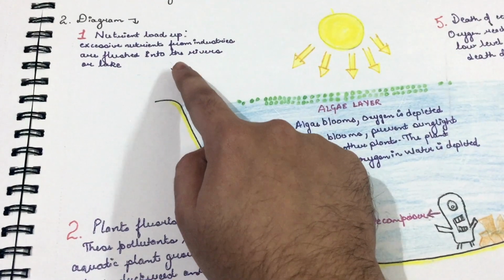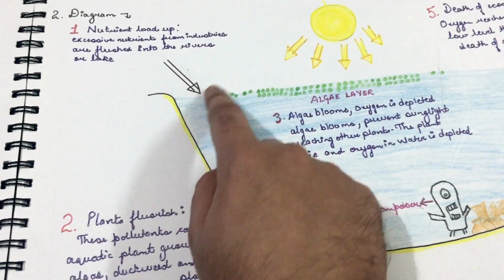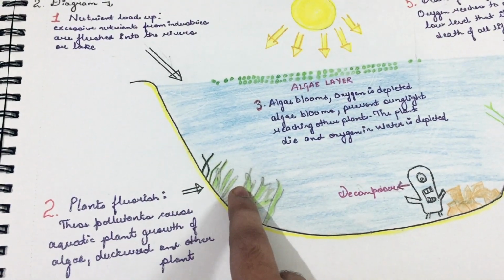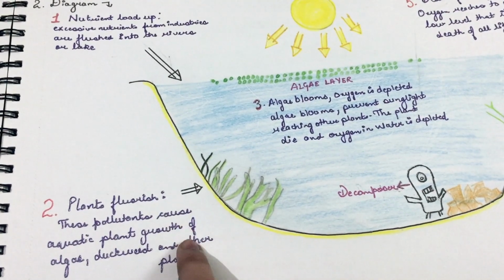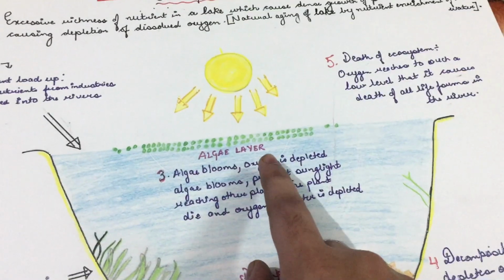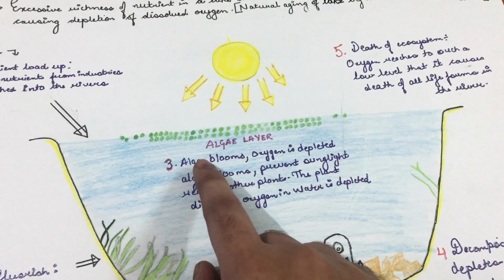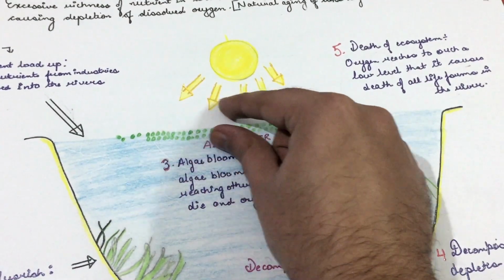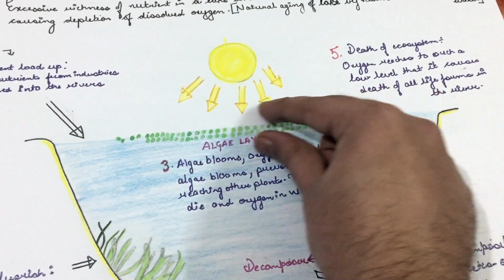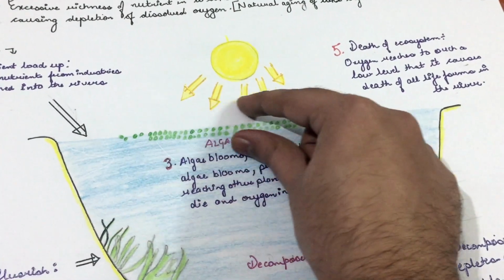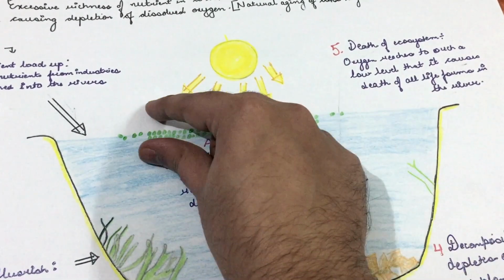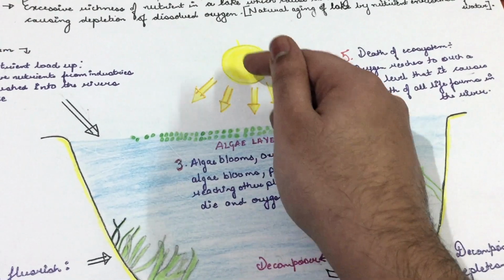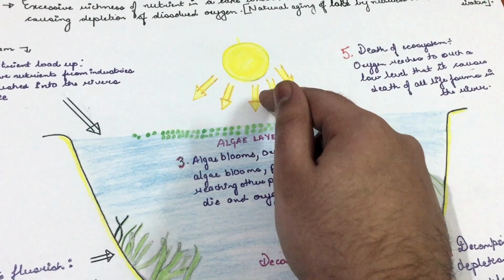So, in the first step, nutrients are added in the lake. Due to these nutrients, it will cause excessive growth of algae and other aquatic plants. Now, due to excessive growth of algae, which is called algal bloom, the algae will form the top layer on the lake, and this will prevent sunlight from reaching the lake.